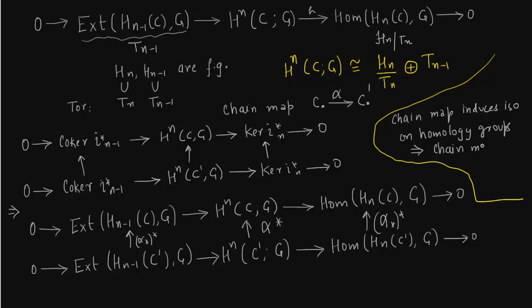So this immediately implies that if a chain map induces isomorphism in homology groups, then it will also induce isomorphism in cohomology groups. This is the consequence of the five lemma, and this map in the middle is the isomorphism. You can see the five lemma comes from the five terms: 0 to extension to cohomology group to dual of homology group.